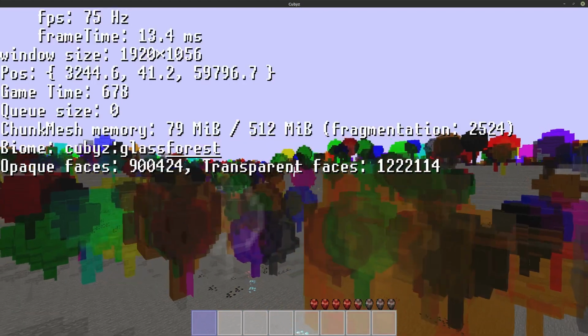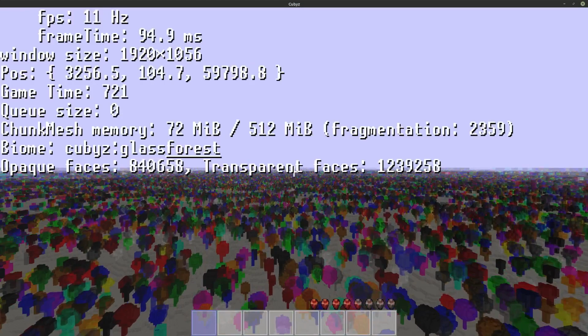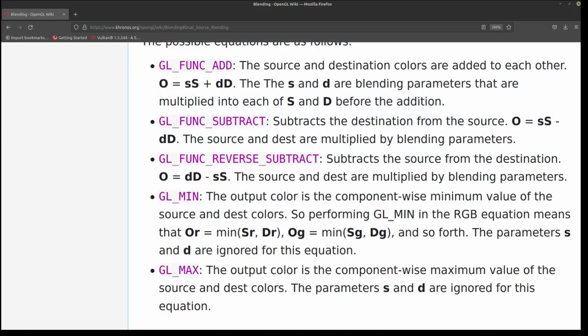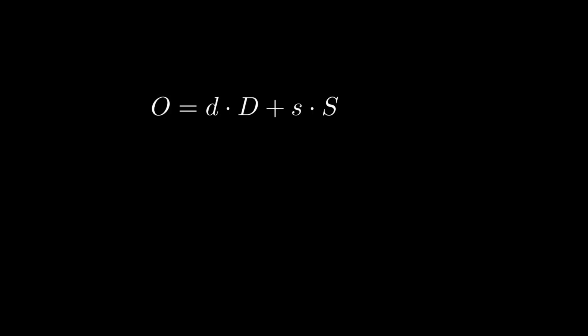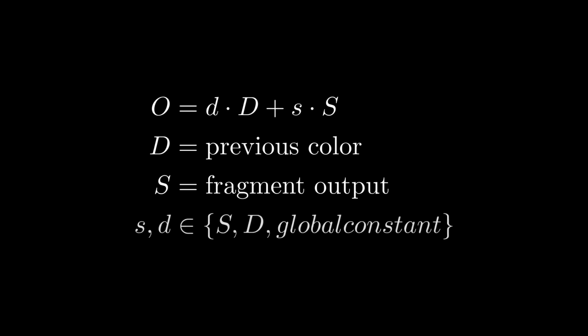Using sorted faces would be an easy way, apart from the sorting of course, but we have to use the hardware blend function, which is really limiting. Essentially, we can control three parameters. The destination color, capital D, is the previous color of the pixel. The source color, capital S, is the output of our fragment shader, and the other two parameters can be chosen from the source or destination colors, or be a constant.